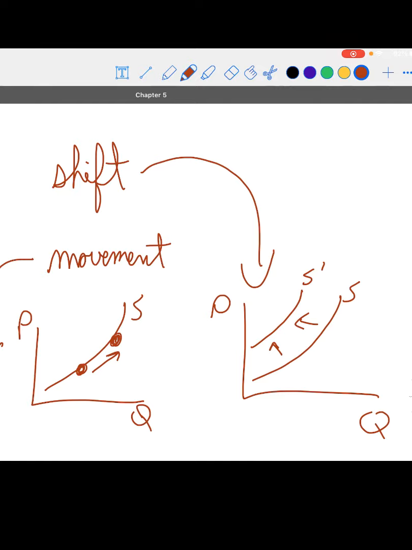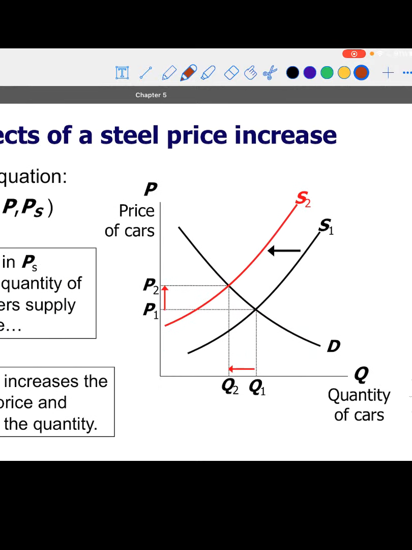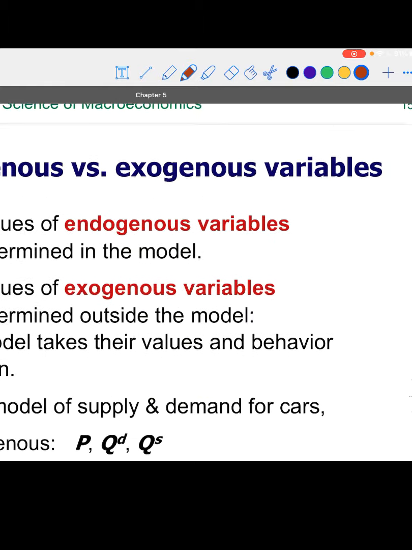Movements only occur because the price changed. Whereas this shift is where something other than price changed. And that's what draws that. Here's another example where they're going to talk about the steel market. I'm not sure exactly what you need for me to belabor this point more.